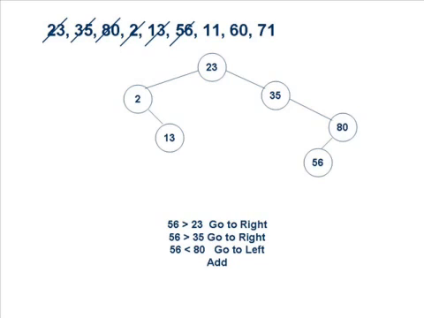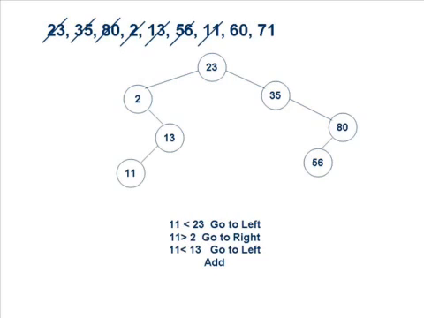The next number we take is 56. We compare 56 with 23. We find 56 is greater than 23. We move to the right hand side. We compare 56 with 35. It is still larger than 35. We move further to the right hand side of 35. We find another node. We compare 56 with 80. Now 56 is less than 80, and therefore the lesser value will be placed on the left hand side of the compared node.